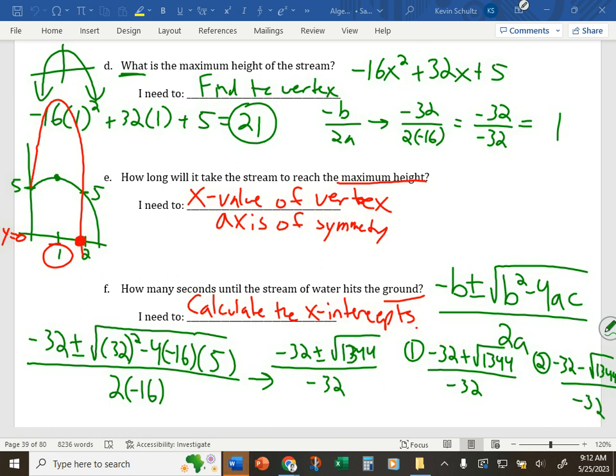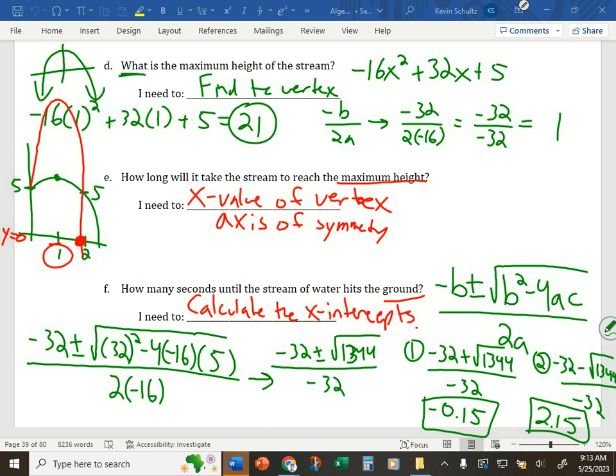So let's see, parentheses, negative 32 plus the root of 1344 divided by negative 32. I get negative 0.14, 0.15 if I round. And then the other one, negative 32 minus the root of 1344 divided by negative 32, I get 2.15. Okay? So first of all, verify that you can get these answers.